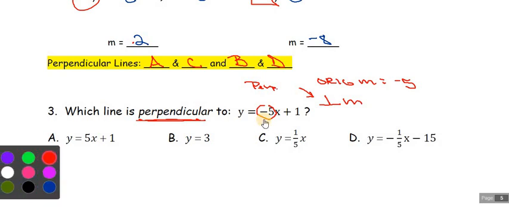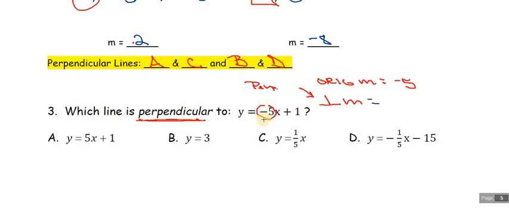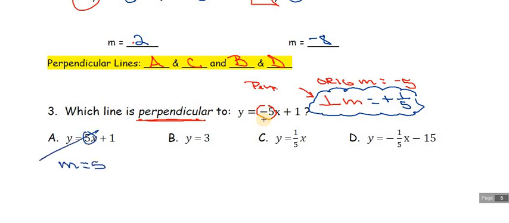Our perpendicular slope would therefore need to be, it would need to go from a negative to a positive, and we would need to make it go from a 5 over 1 to 1 over 5. So we're looking for the slope of our perpendicular line has to be positive 1 over 5. Well, when we look at our answer choices here, in A, our slope is 5, so that is not correct. In B, our slope is 0. That is not correct.